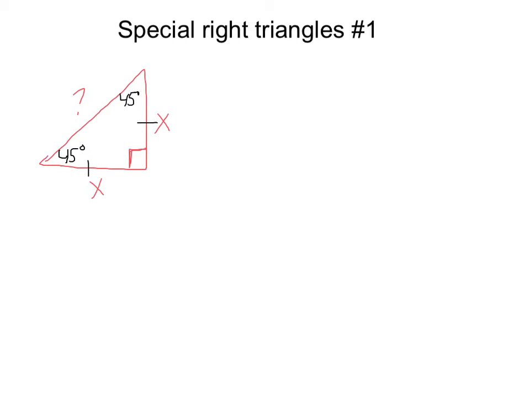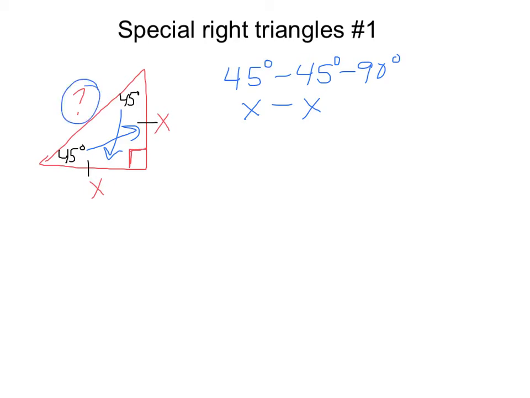So we're going to call this special right triangle 45, 45, 90, right? Those are the degrees of this triangle. And if you notice, the sides across from the 45s are both equal, and we're going to say they're both x's. We don't really know what they are. It doesn't matter. We just know they're equal to each other.